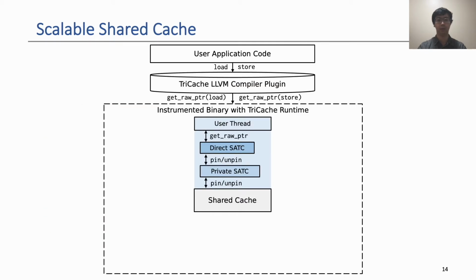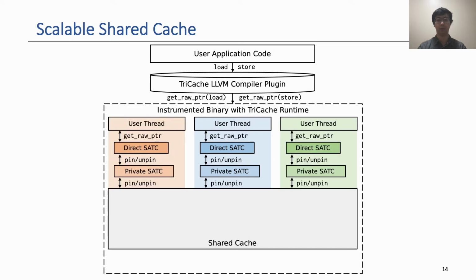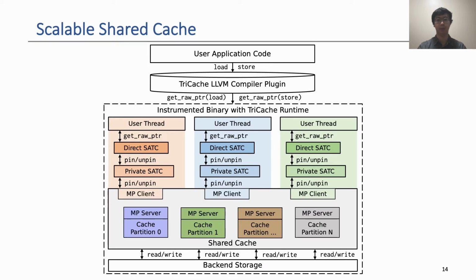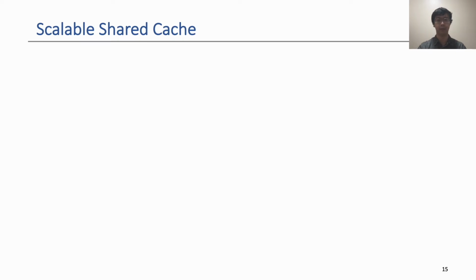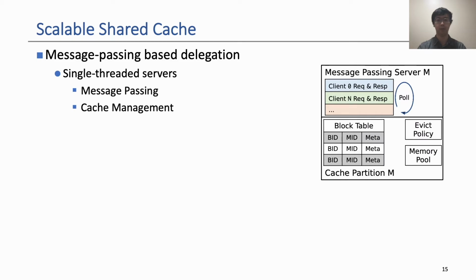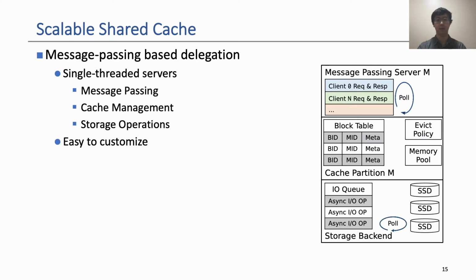Finally, the shared cache in TriCache. Multiple threads operate on the shared cache, and in shared cache, blocks and their backend storage are partitioned. Each cache partition is a server, and each thread is a client. They send requests and responses to each other. Shared cache is built with message passing-based delegation. Each server of shared cache processes messages, cache management, and storage operations. The server is single-threaded, so it is easy to customize. And more servers can give better performance, making shared cache scalable.